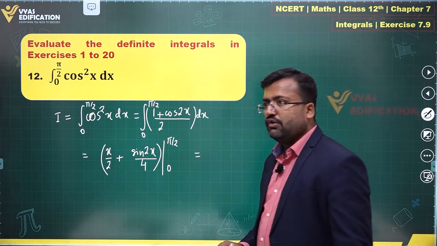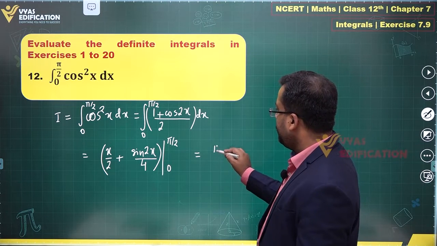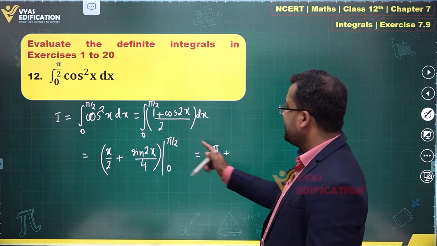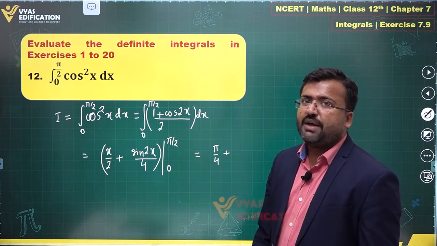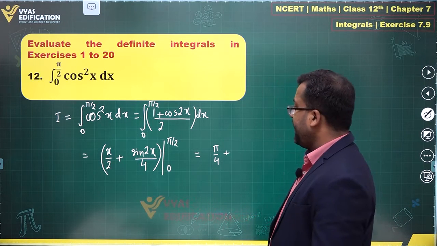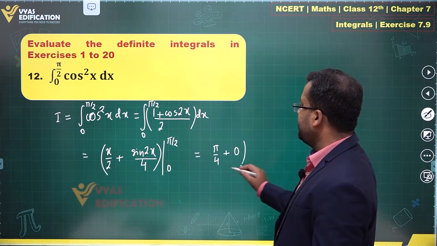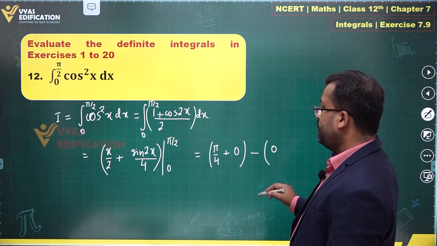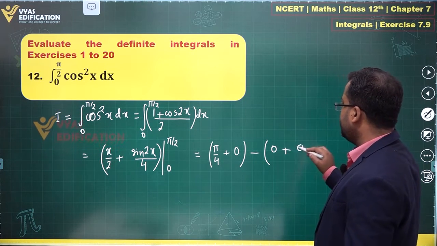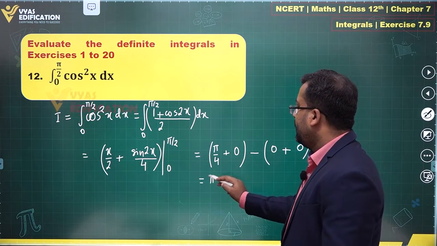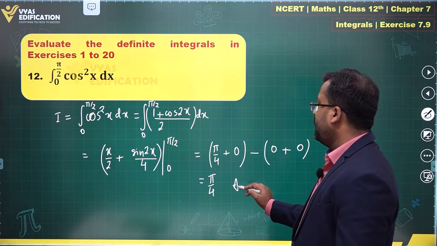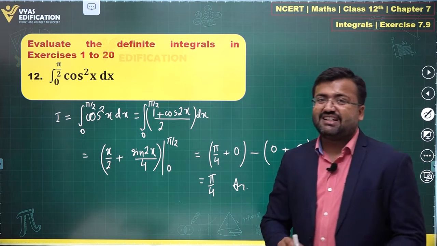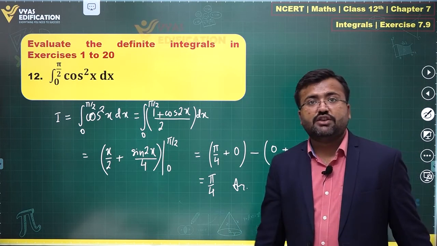And what is this equal to? This becomes pi by 2 by 2, which is pi by 4, plus sin 2 times pi by 2. What is that? Sin pi. Sin pi is 0. Minus, what do we have? 0 by 2 plus sin 0, which is 0. So the overall value is pi by 4 for this particular limit. That's the correct answer for this 12th question, as you can see over here.